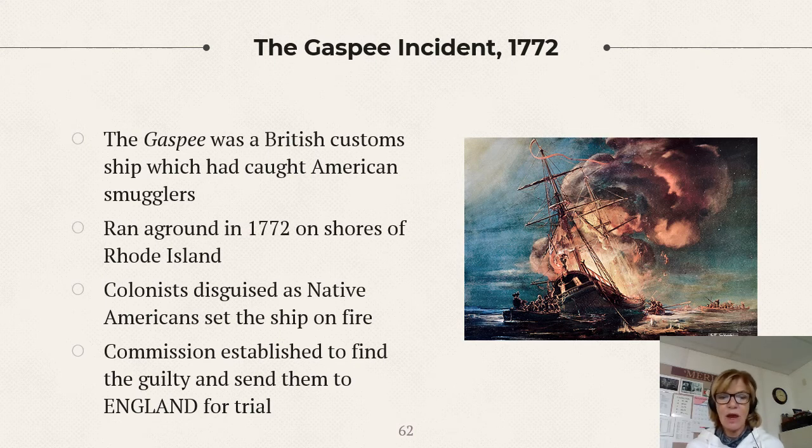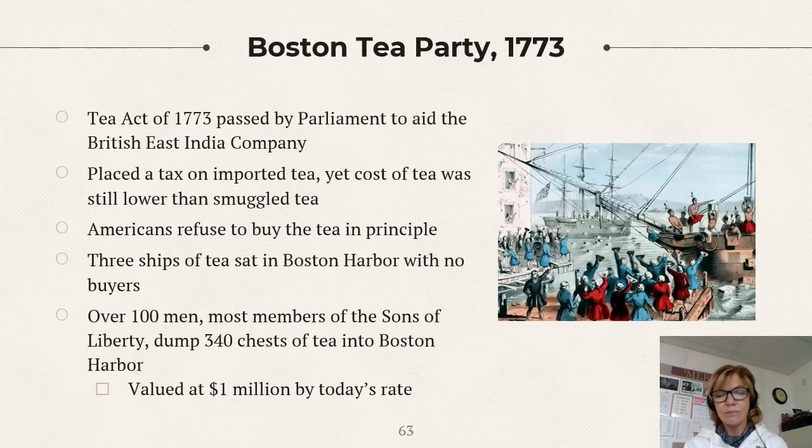And it runs aground in Rhode Island, and the people there dress up as Native Americans, and then they go and set it on fire. This really makes the British angry. They established this whole commission to try and find out who did it. As far as I know, they never did find out who did it, and then they were going to try them in England. So trying them far away, not a jury of your peers here.